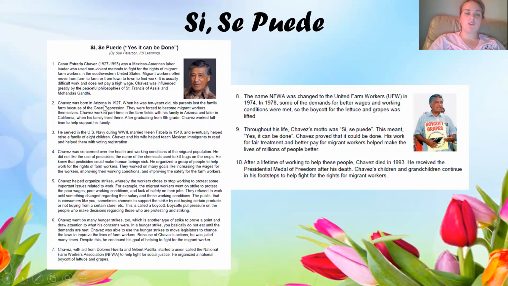Chavez was born in Arizona in 1927. When he was 10 years old, his parents lost the family farm because of the Great Depression. They were forced to become migrant workers themselves. Chavez worked part-time in the farm fields with his family in Arizona and later in California when his family lived there. After graduating from 8th grade, Chavez worked full-time to help support his family.